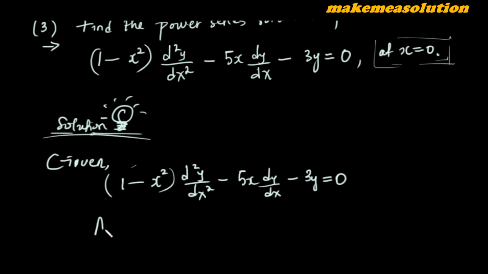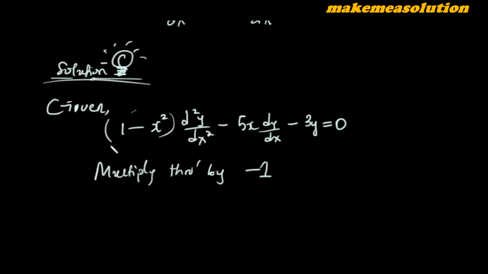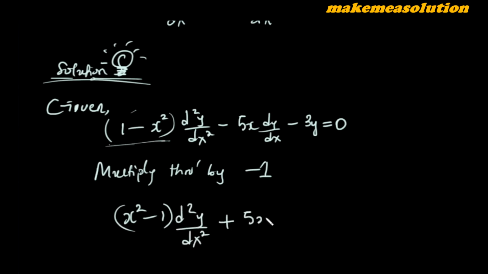So I'm going to multiply through by minus 1. I'm going to multiply the whole of this differential equation through by minus 1. In multiplying this whole differential equation by minus 1, it will reverse the position of this, making it x squared minus 1, d squared y over dx squared, then plus 5x dy dx, then plus 3y equal to 0.